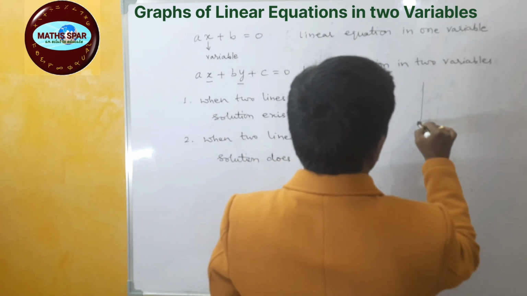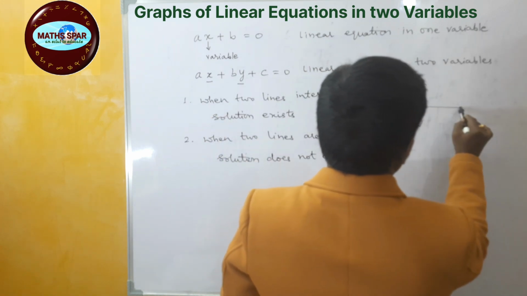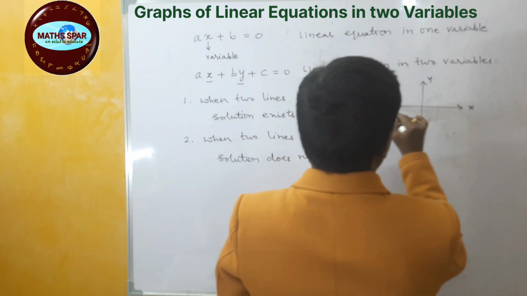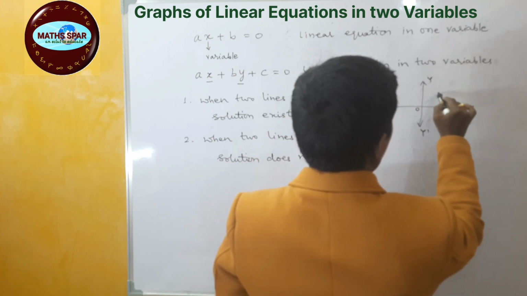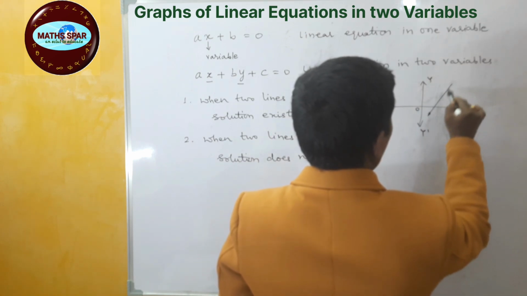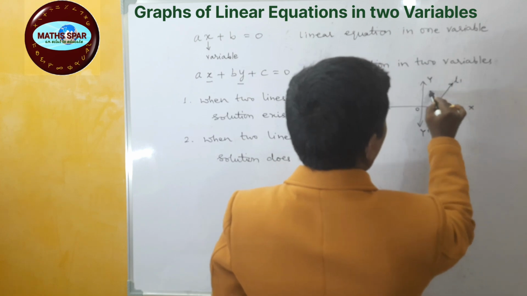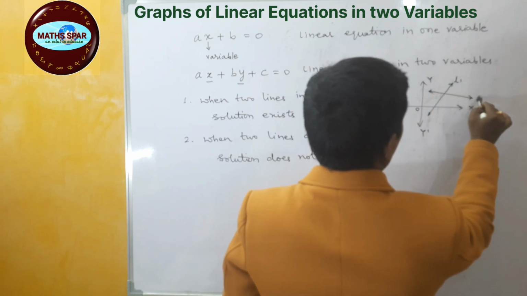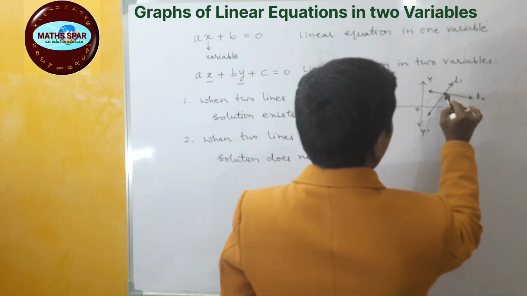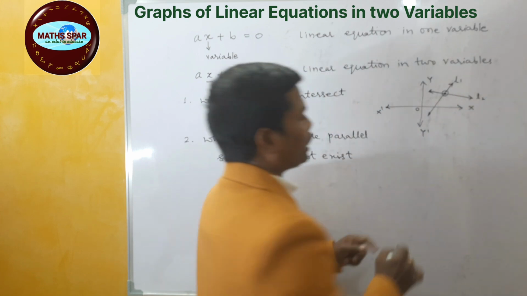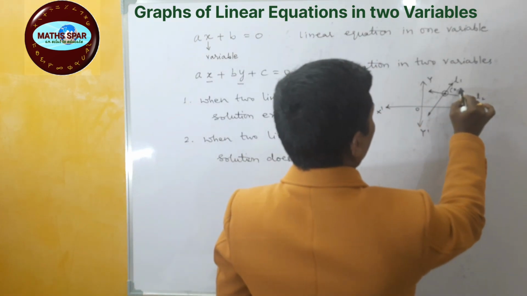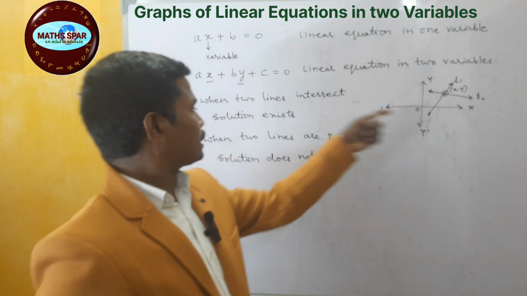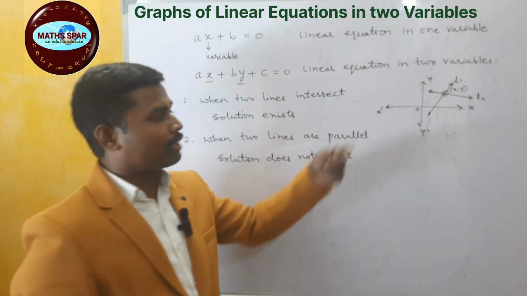See, x-axis, y-axis, x dash, y dash. Suppose this is line L1 and this is line L2. If they are intersecting, they are giving one solution here, say some x comma y. This is the solution for those two equations.